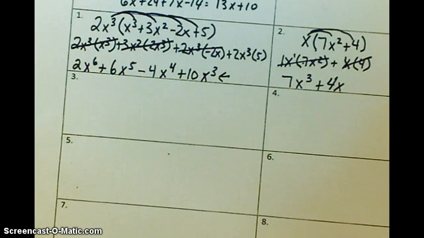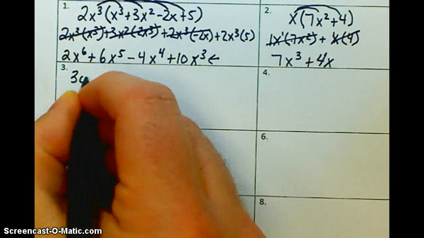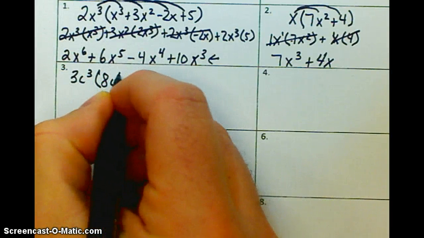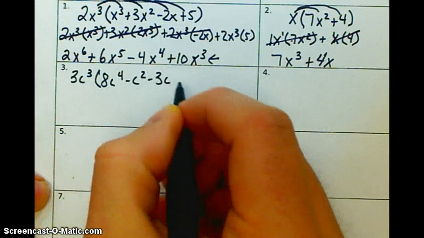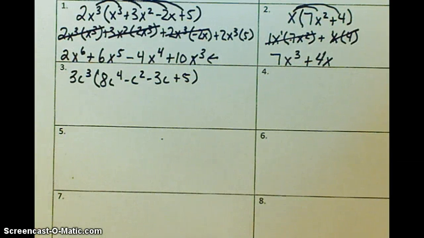Okay, continue on and work this example. 3c cubed times (8c to the 4th minus c squared minus 3c plus 5). Now I would like for you to pause the video and try working this example on your own to see if you understand the concept.